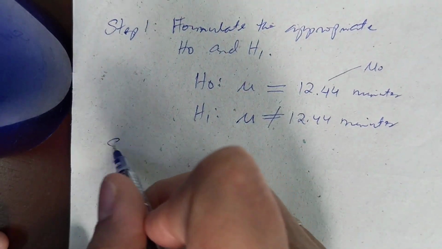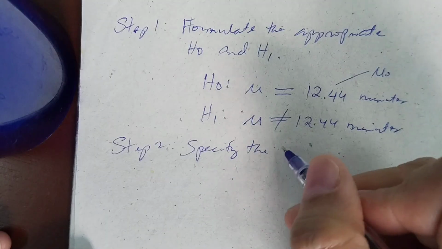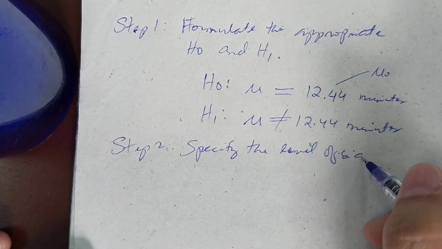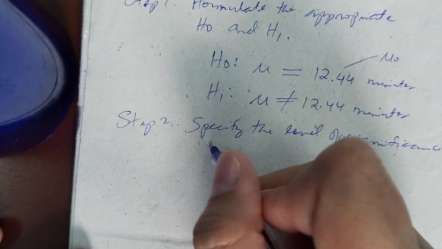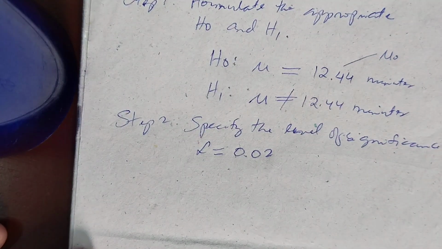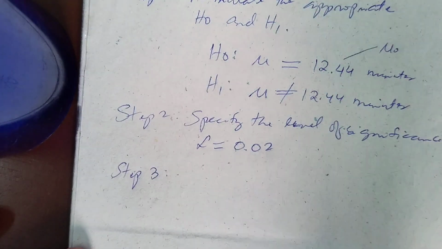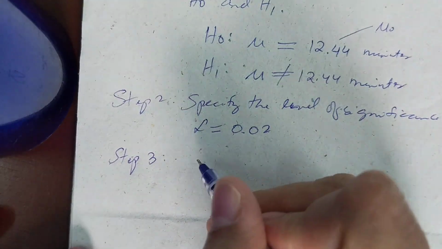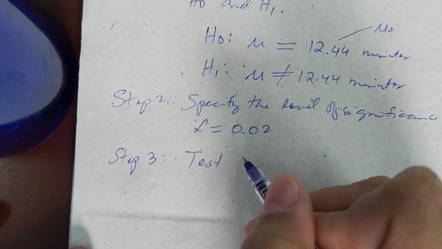Okay, let's go to step 2. According to step 2, you specify the level of significance. It is given again in the problem. It is alpha at 0.02. Now, your step 3, you select the test statistics.